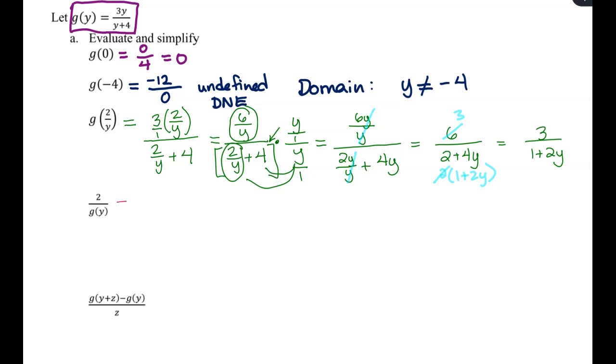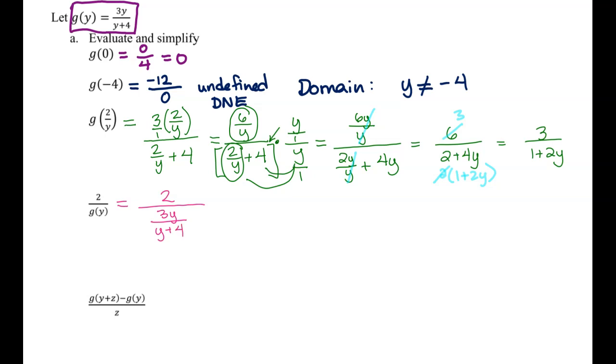Next, I have 2 over g of y, and this is just reminding you again what all the function notation means. So this says take the output of your function, g of y is equal to 3y over y plus 4, and put a 2 over that. So we're going to say, okay, I have 2 over the entire function, which is 3y over y plus 4.